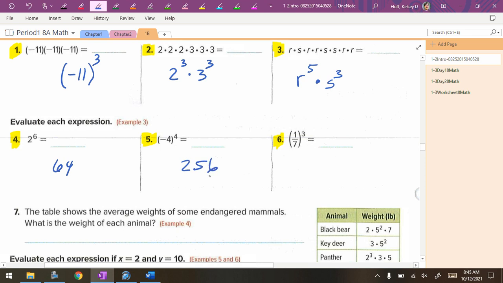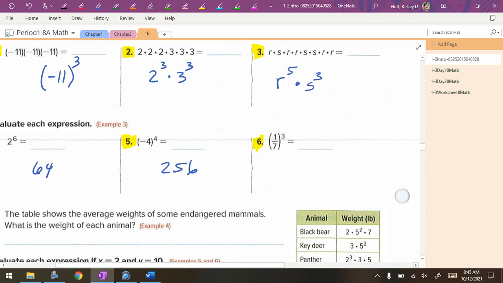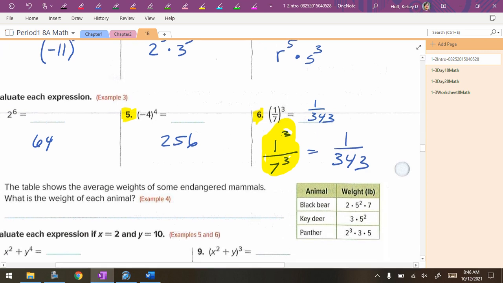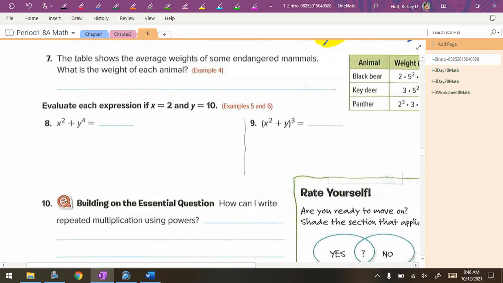256. Sarah, 1/7 to the 3rd power. Very good. Miss Hoff said there was supposed to be some work here. What Miss Hoff wants to see is for you to go 1 to the 3rd power and 7 to the 3rd power to show me that's how you got 1/343. Not a ton of work to show, agreed, but just so that I know what you typed into your calculator. Okay?